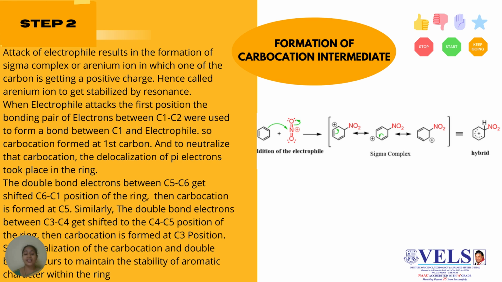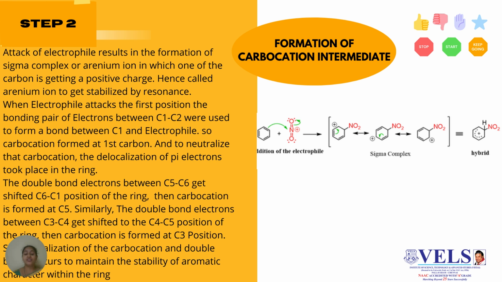So when the electrophile attacks the first position, the bonding pair of electrons between C1 and C2 is used to form the bond between C1 and the electrophile. So the carbocation is formed at the first carbon. And to neutralize that carbocation, the relocation of pi electrons will take place. The double bond which is present between carbon 5 and 6 gets shifted between carbon 6 and 1.